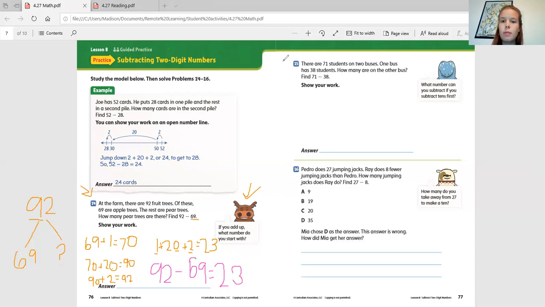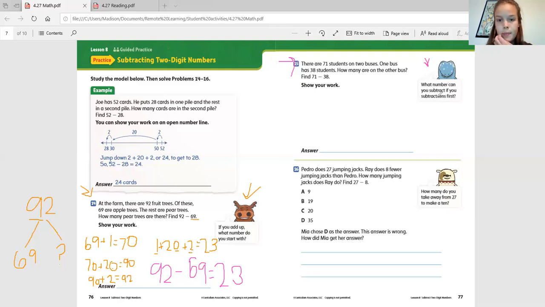All right, so let's come up here to problem 15. And let's read it together. There are 71 students on 2 buses. One bus has 38 students. How many are on the other bus? Find 71 minus 38. And then our little shark over here says, what number can you subtract if you subtract 10's first?